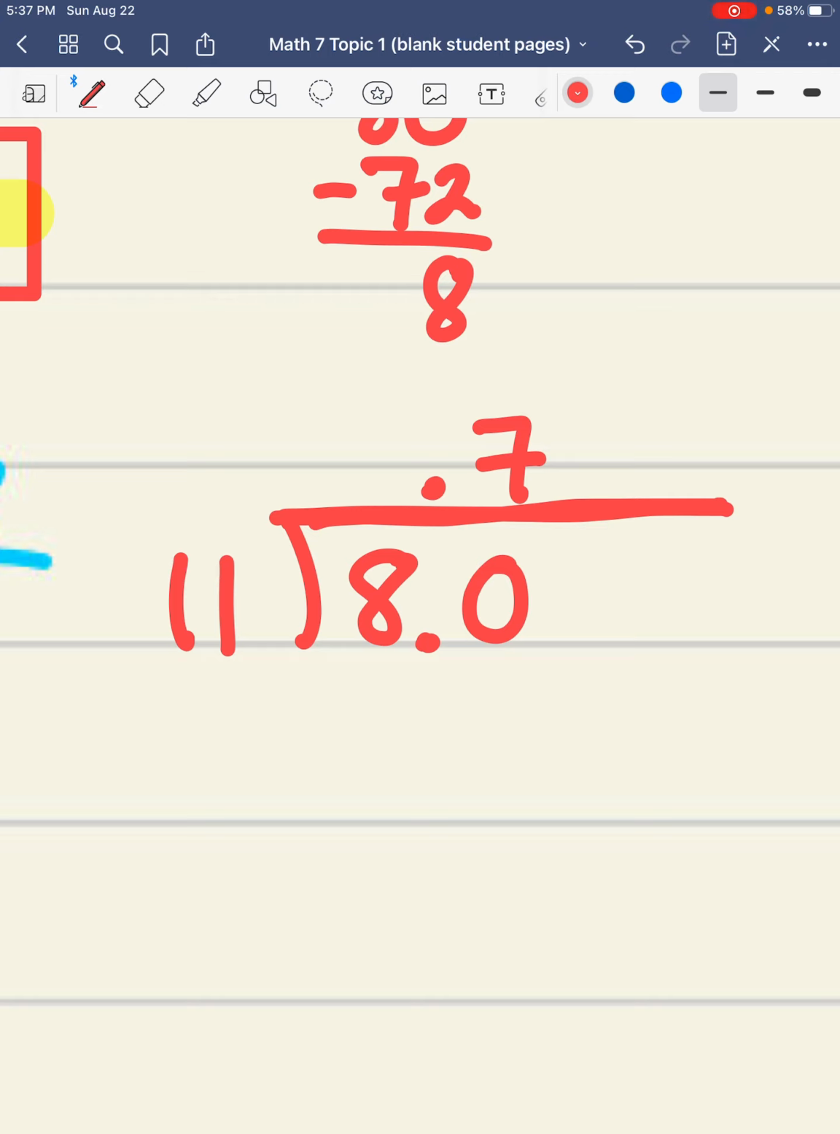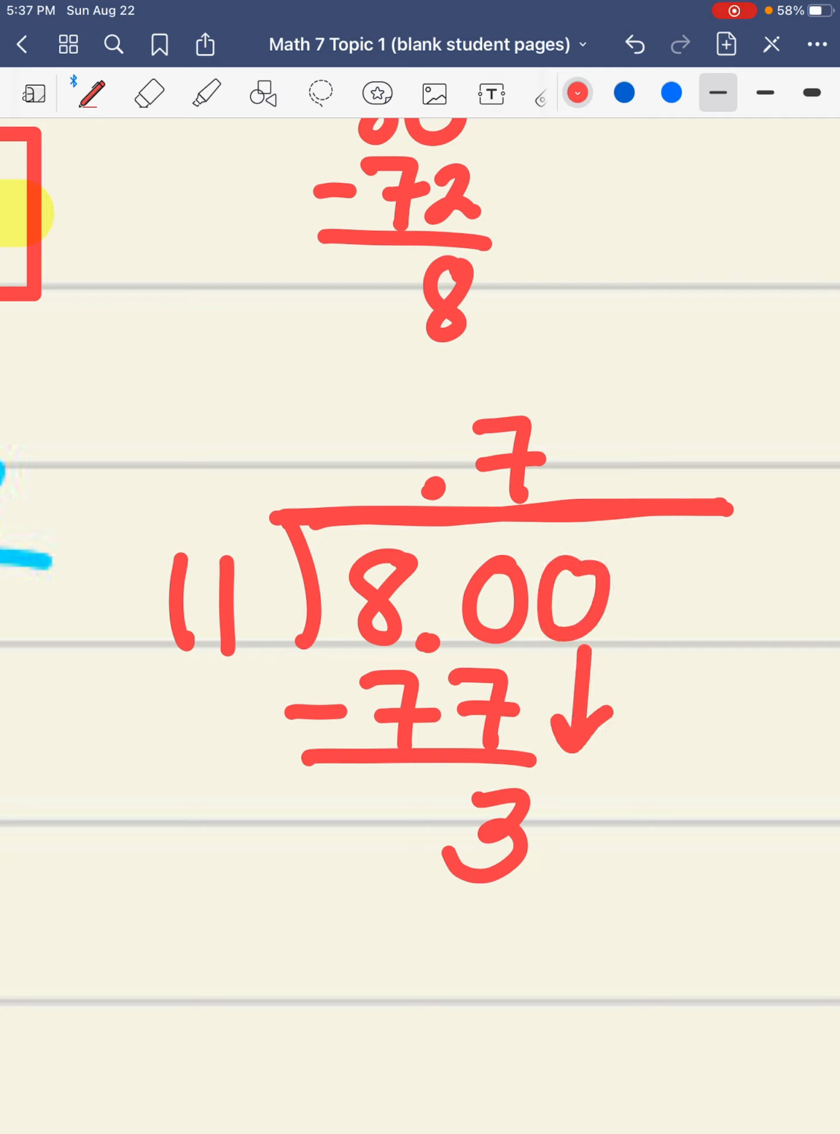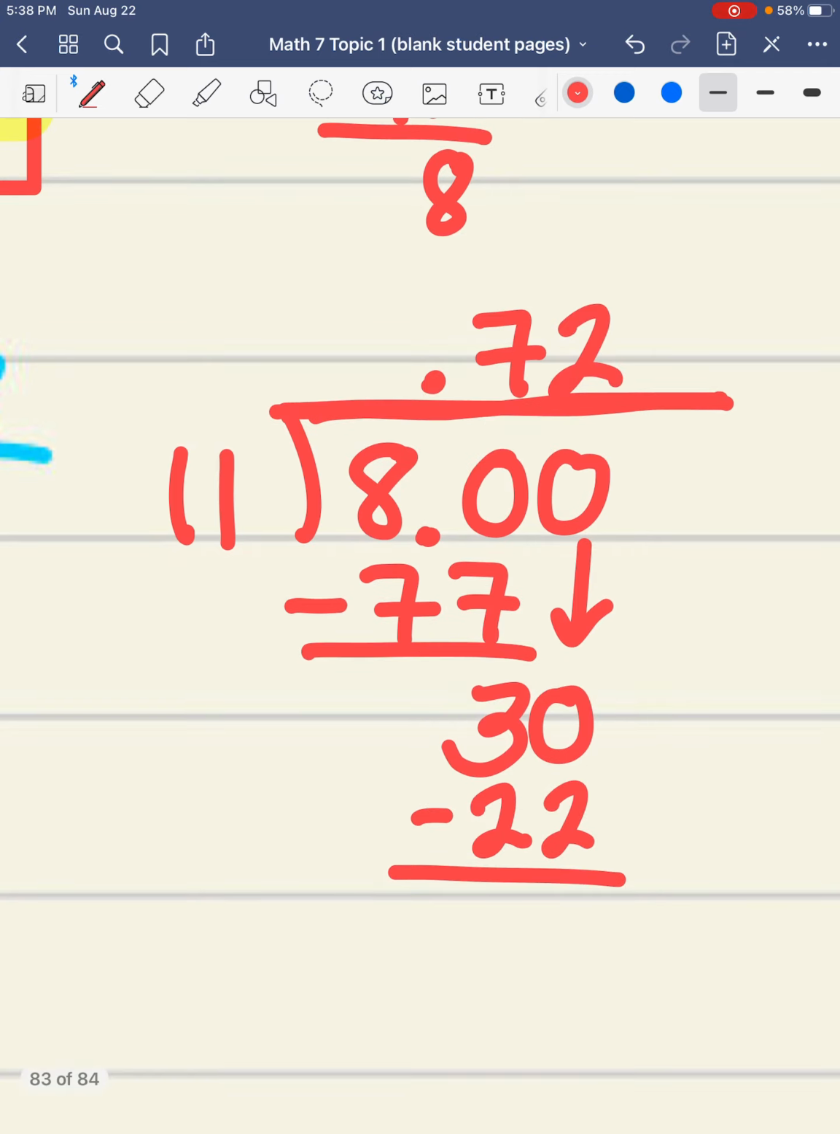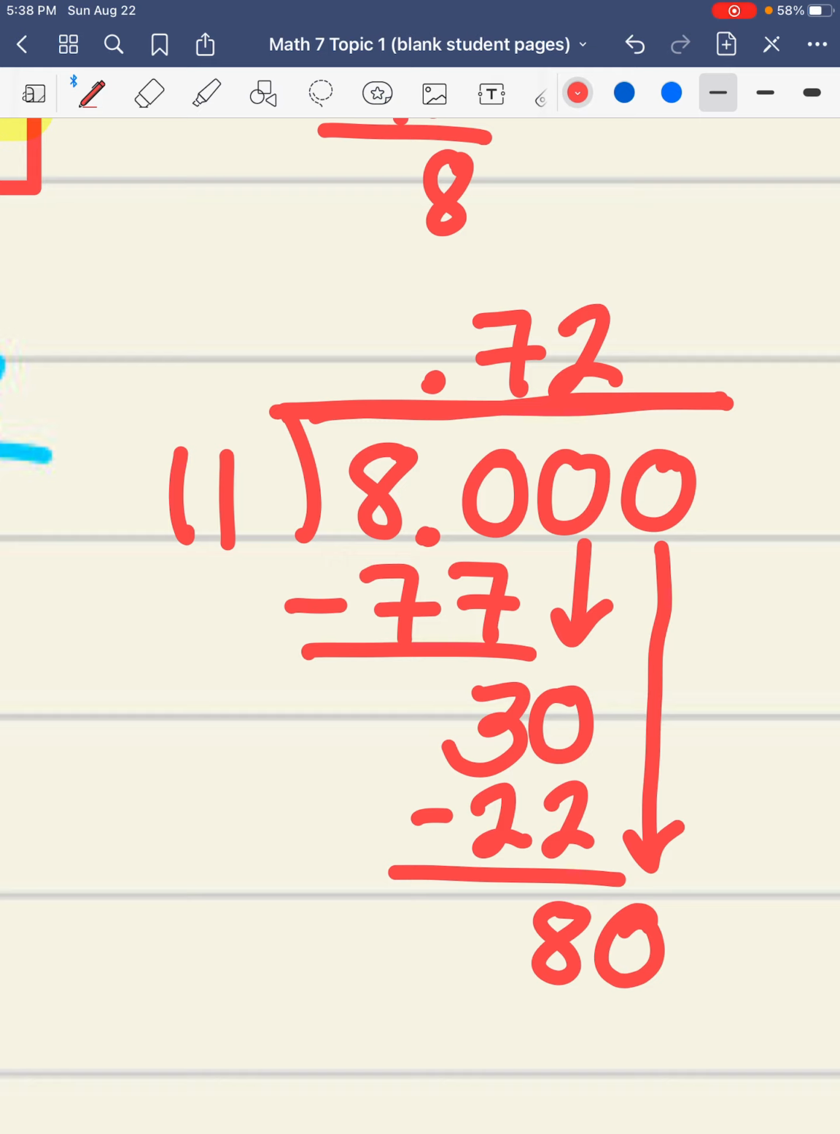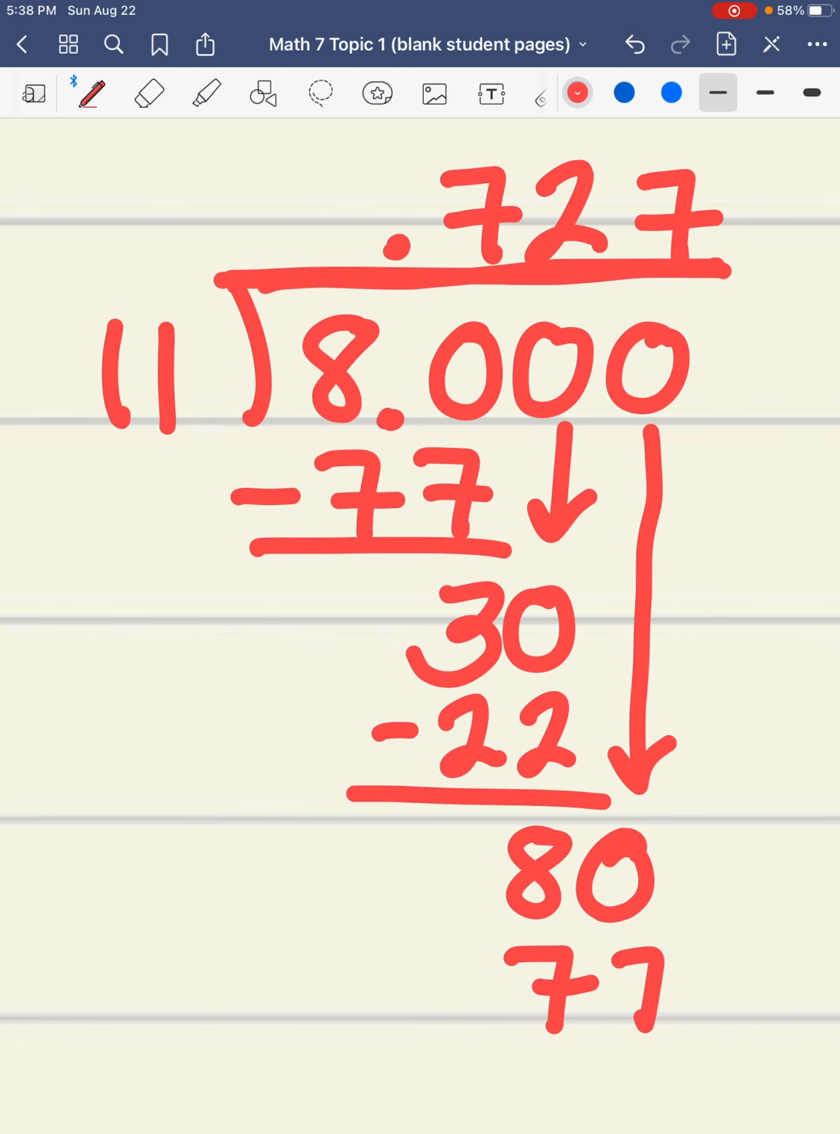11 times 7 is 77. I'm going to subtract that, and I'm going to get 3. So I'm going to add a 0 and bring that down. How many times does 11 go into 30? Well, it goes into 30 2 times. 2 times 11 is 22. 30 minus 22 gives me 8. I'm going to add a 0 and bring that down. How many times does 11 go into 80? Well, 11 goes into 80 7 times. 7 times 11 is 77.